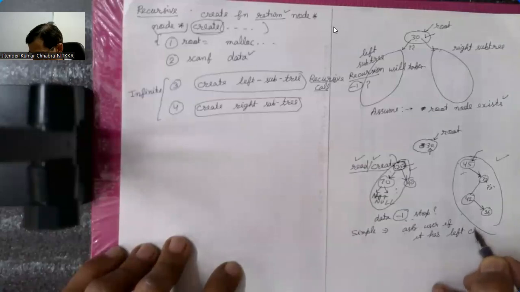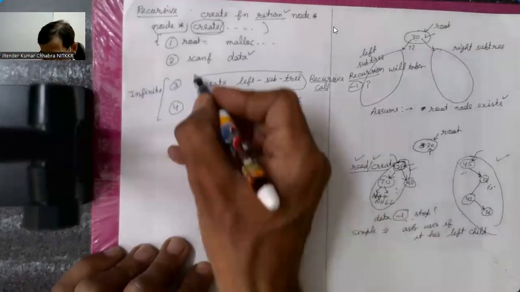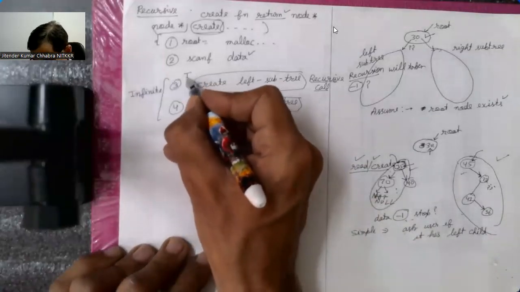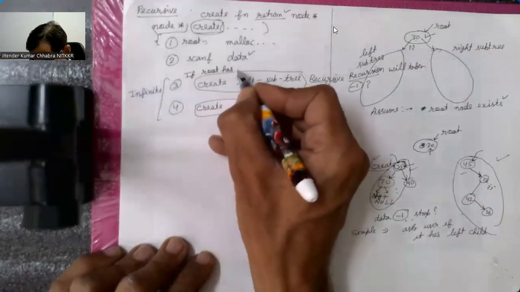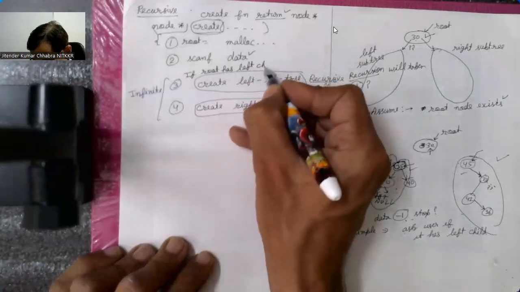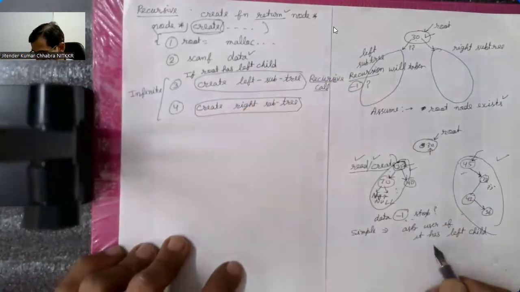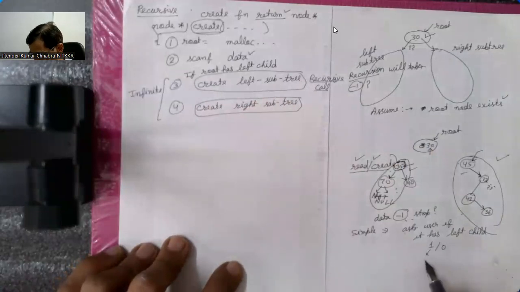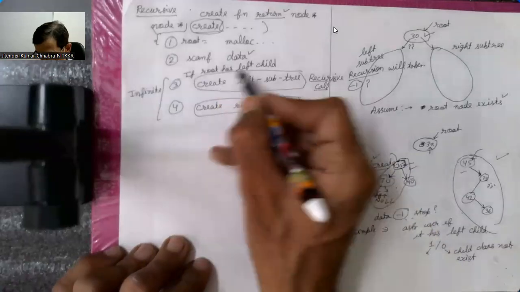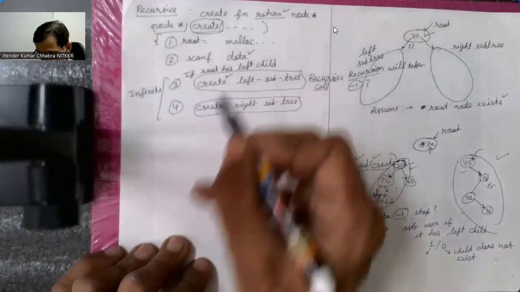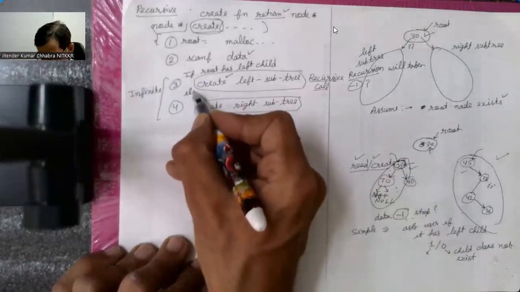If it has a left child, then you will give a recursive call, otherwise not. So third step, I'll say if root has left child, I will confirm from the user by asking choice 1 or 0. 1 means exists and 0 means child doesn't exist. Or 1 or -1, whatever you say, you can take that. If root has left child, I will have this call, else what to do.